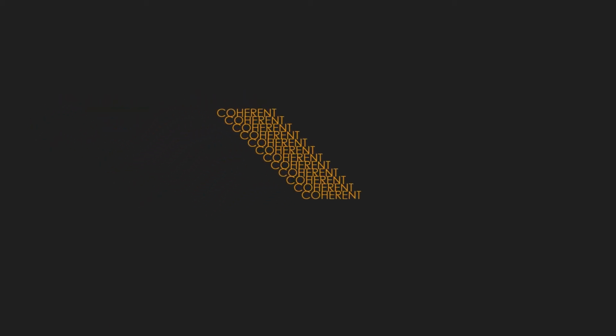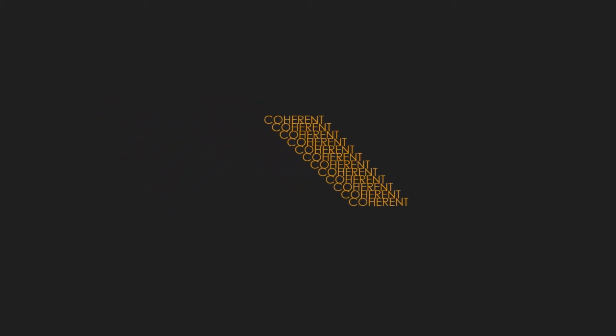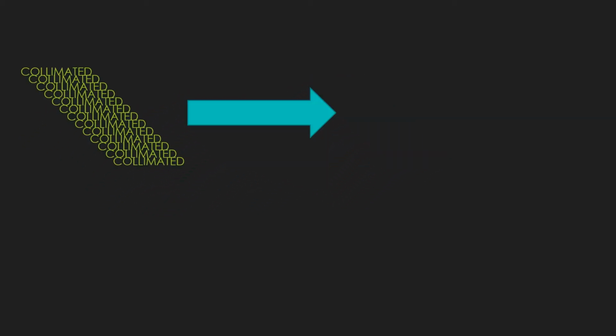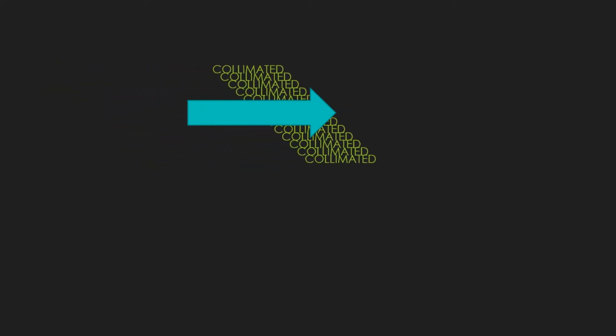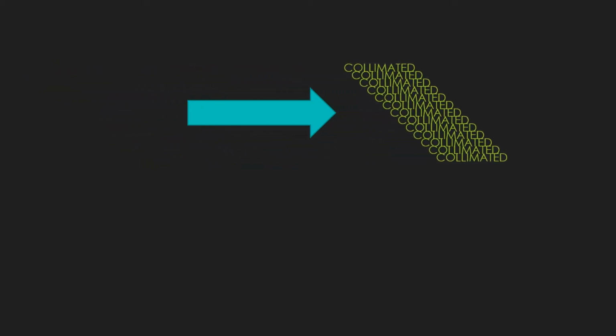Firstly, laser light is coherent. This means that all the waves that make up the laser beam are in the same phase, so they don't interfere or cancel each other out. Secondly, laser light is collimated, which means that all the photons are traveling in exactly the same direction, as you can see here.